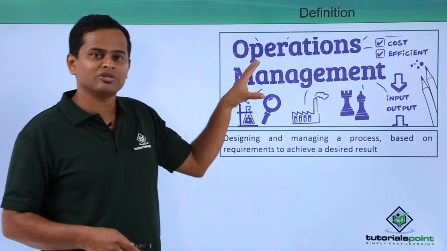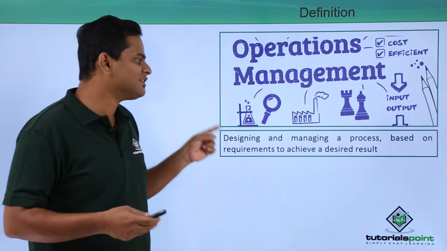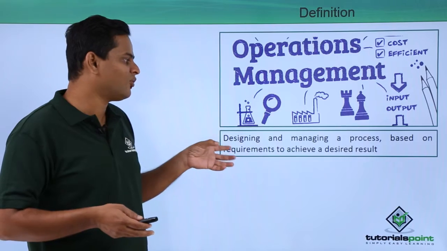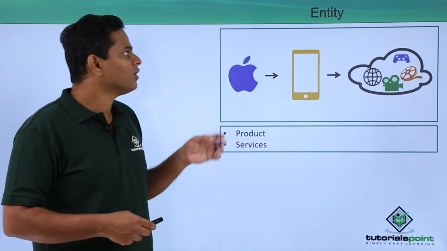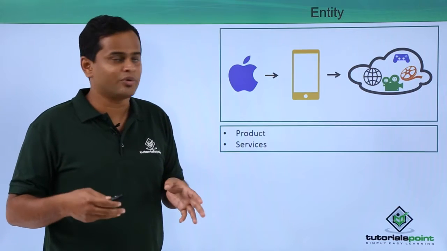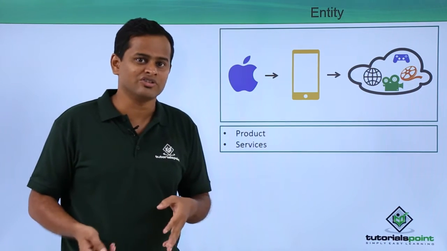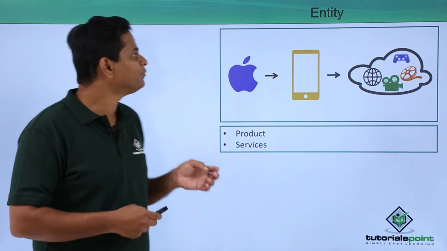With respect to the operation, we need to understand the definition point of view. It is nothing but designing and managing a process based on the requirement for a desired result. For these things, we need to have an operation, and entities can be a product or it can also be a service. In both the places, we can plan for the operations.